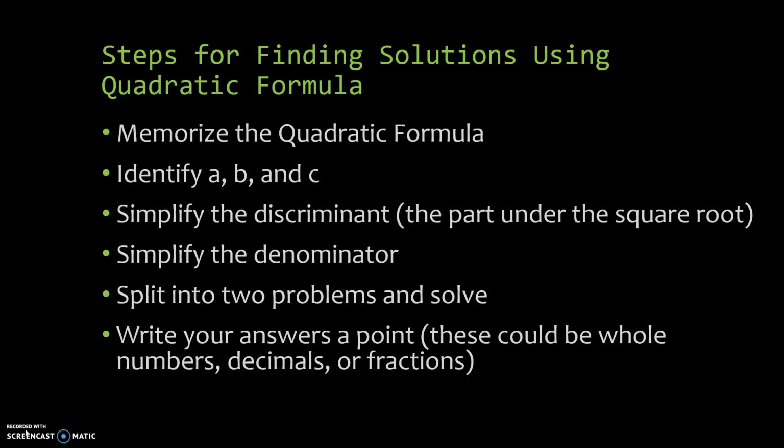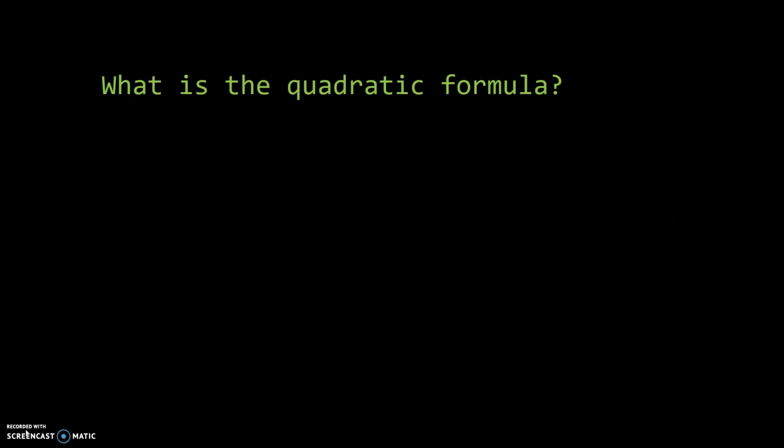Then finally, you're going to write your answers as a point, because remember, when we're finding solutions to a quadratic, we're identifying the x-intercepts. And so when we find the answers to our quadratic formula, those represent the x-intercepts. These could be whole numbers, decimals, or fractions.